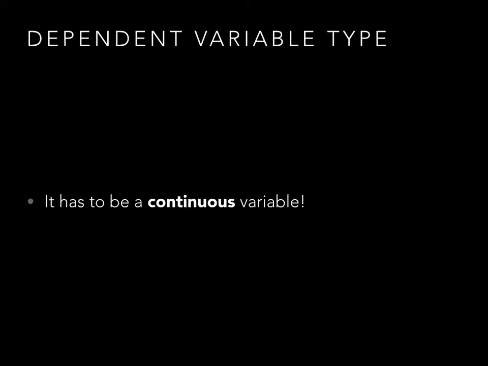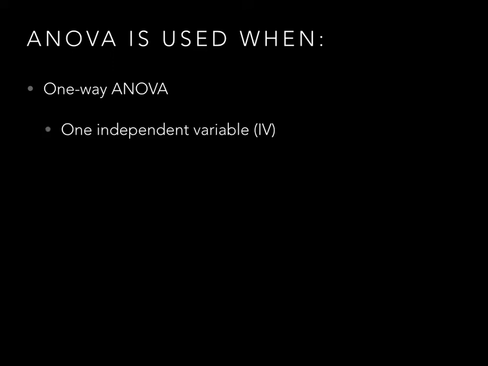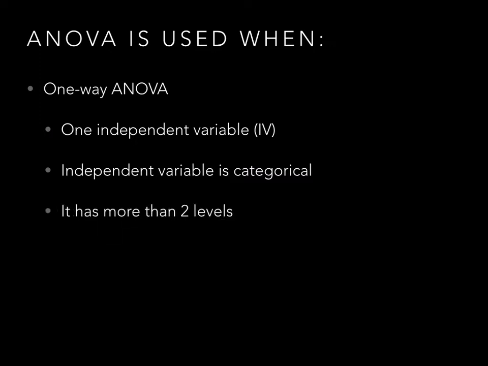As for the dependent variable, it has to be a continuous one, like your academic performance, your scores, running speed, and so on. Okay, so under what circumstances can we use ANOVA? Well, the first is one-way ANOVA, which only includes one independent variable, which we call IV. And this independent variable is categorical, and it has to have more than two levels.